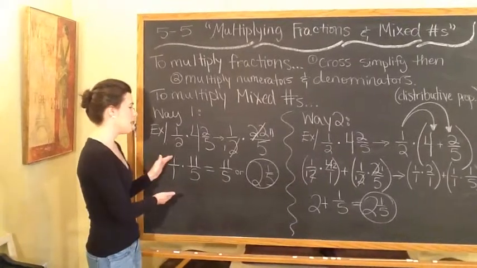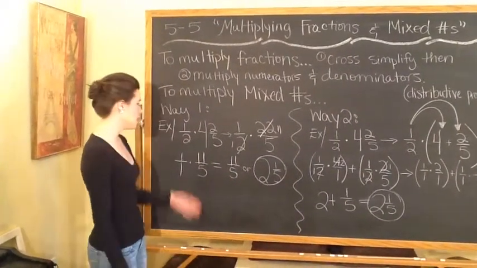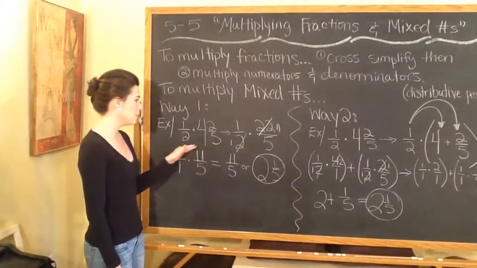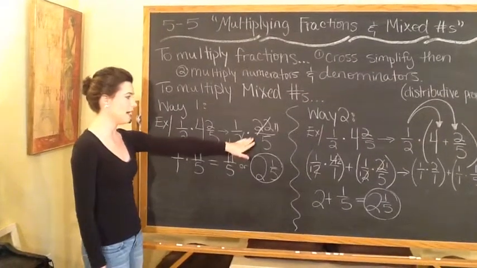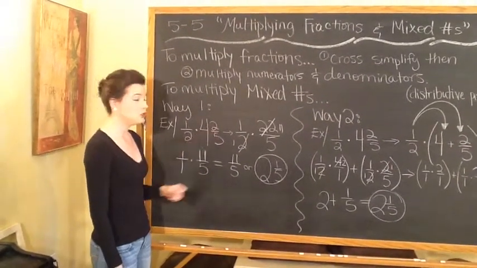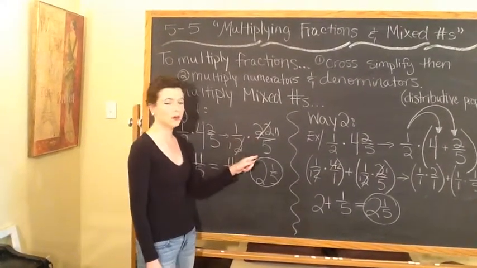So the first way, we need to go ahead and change our mixed numbers to improper fractions. In this example, I have 1/2 times 4 2/5. So I wrote down 1/2 times, then I did 5 times 4, which gave me 20, plus 2 gives me 22. So then I have 1/2 times 22 over 5.